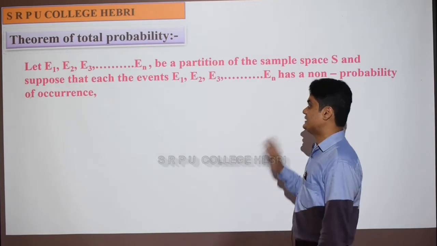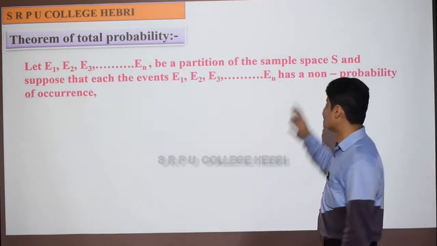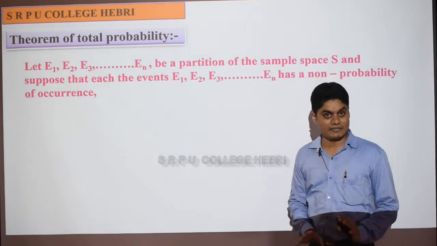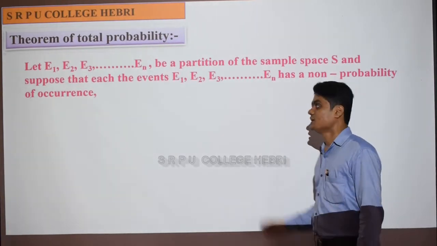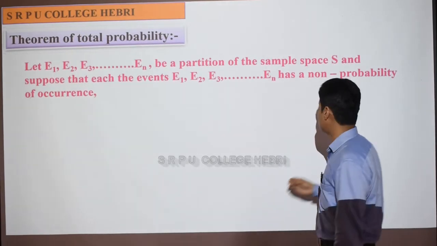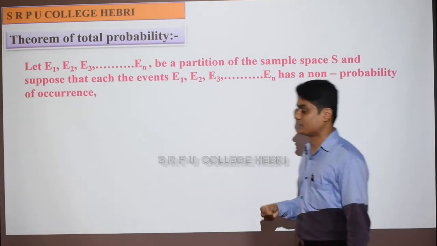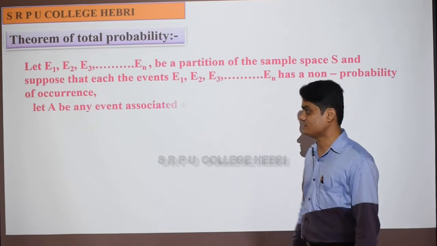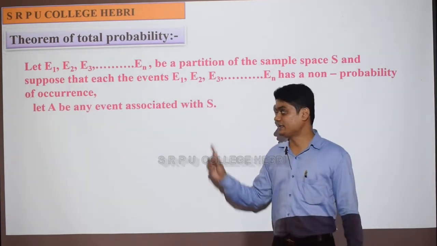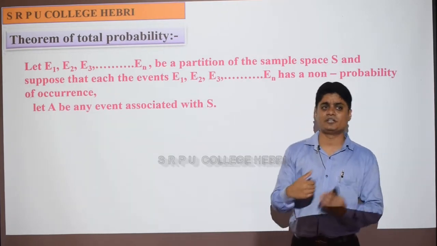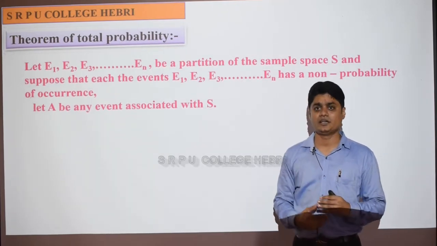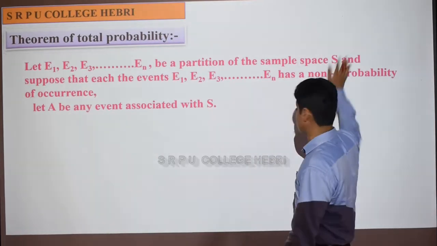E1, E2, E3 up to En are the partitions of the sample space S. Suppose that these events have non-zero probability of occurrence, then let A be an event associated with the sample space. A is just like E1 to En, one more event of the sample space S.